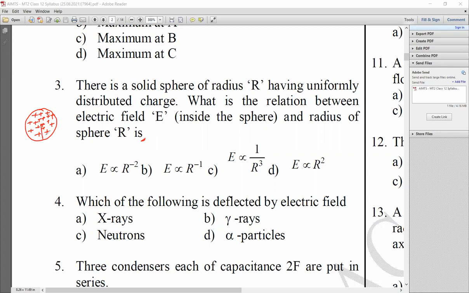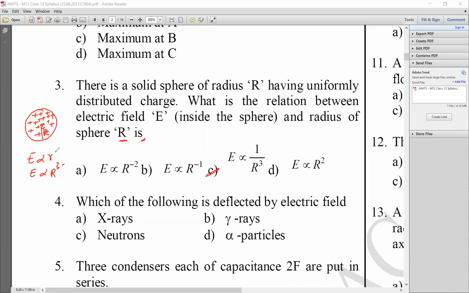Radius is given r. See, they are asking inside the sphere and radius of sphere. Okay, inside the sphere, what is the electric field? Inside the sphere, it is directly proportional to small r and it is inversely proportional to r cube. So option C is correct.